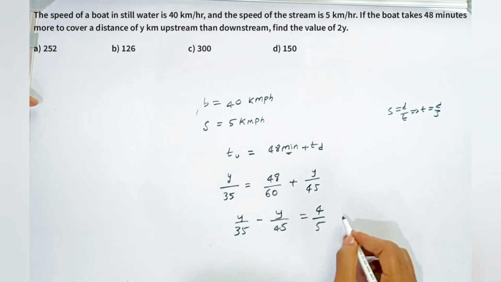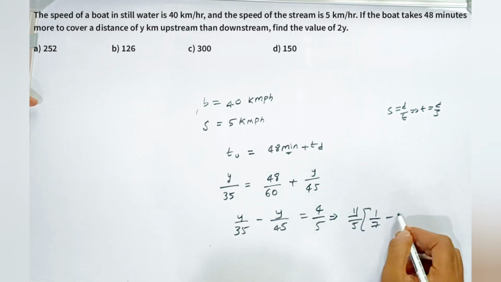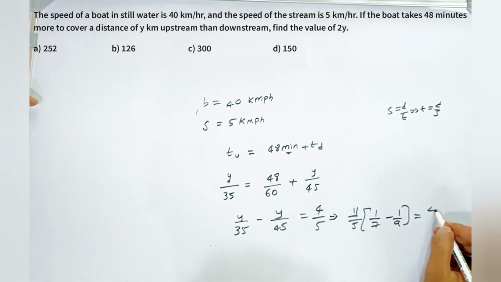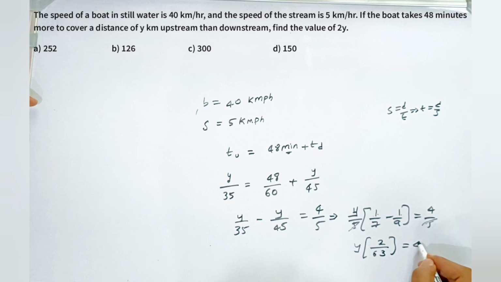I am taking 5 as common here. So y by 5, I'm taking y by 5 common. We can write 1 by 7 minus 1 by 9, that is equal to 4 by 5, this is y. Okay, 5 cancels. And this can be written as 9 minus 7, 2 upon 63, that is equal to 4.